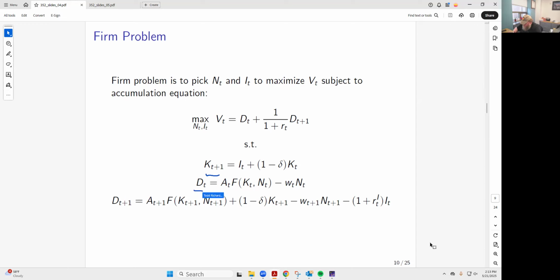The dividend, which you'll notice again, we said the dividend is just the production, the output minus labor costs. And then we have that terminal condition for future dividends. So these are our three, in a sense, constraints that the firm must satisfy when they try to maximize their value. And you'll notice here that how the firm maximizes their value is they pick an amount of labor to hire, to employ, and they pick an amount of investment to make.